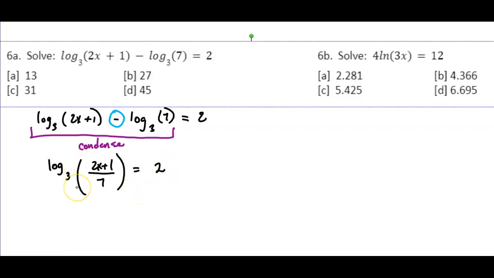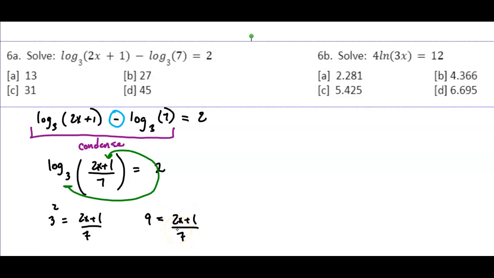At this point, we have the log by itself, so we can go ahead and convert to an exponential. Remember, you start at the base, go towards the equal sign. So it's going to be 3 to the second equals 2x plus 1 over 7. We know that 3 to the second is 9, not 9 squared. It's 9. And that equals 2x plus 1 over 7.